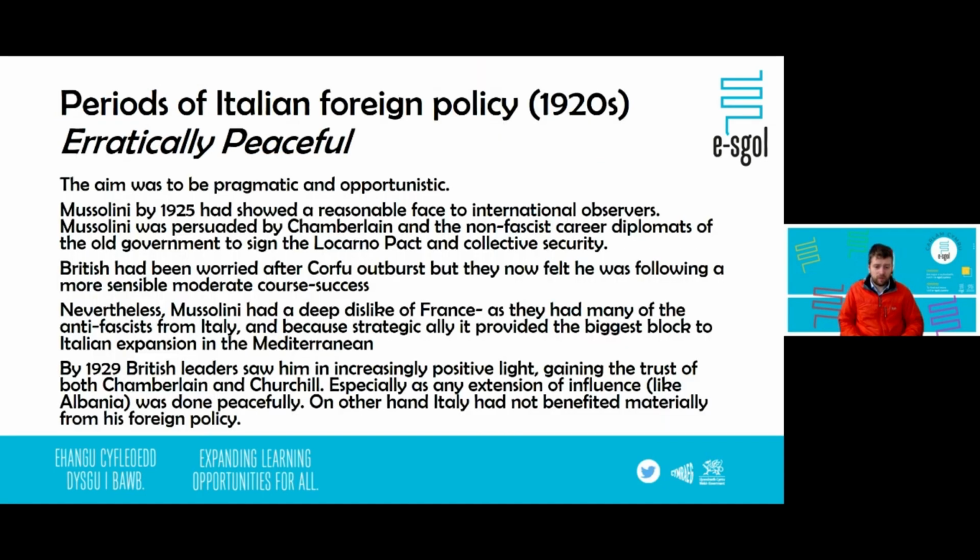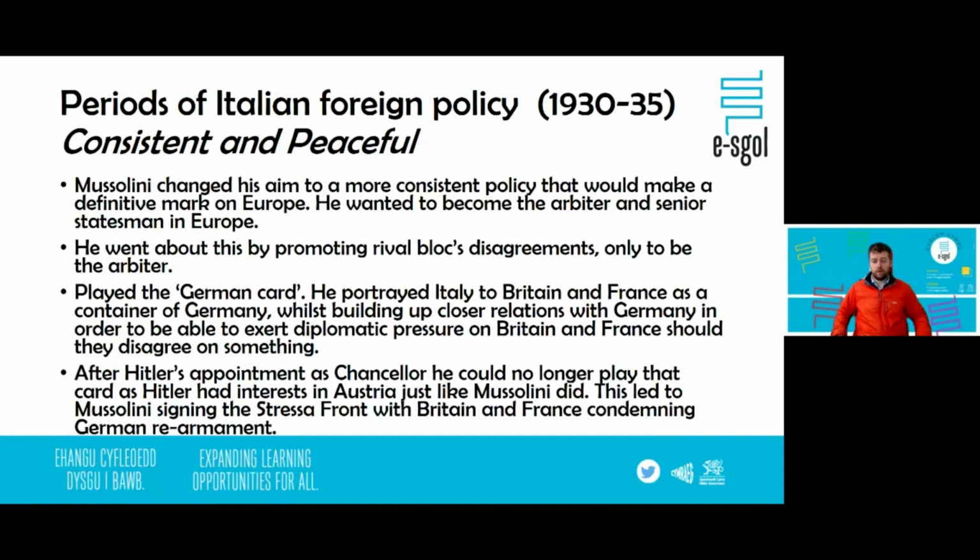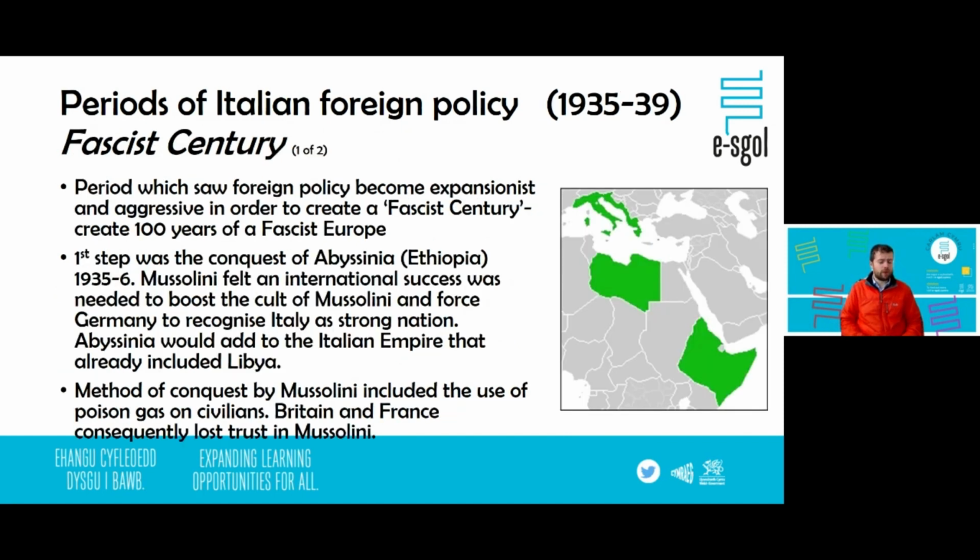So I'll just pause on each of these slides for you to read. Unfortunately, I haven't got time to go through them. Time has whizzed by, but just pause the video and then you can have a read of them as a summary of these different periods of Italian foreign policy. Fascist centrality refers to the idea that they were trying to extend the length of time that Italy would be fascist, over 100 years at least.